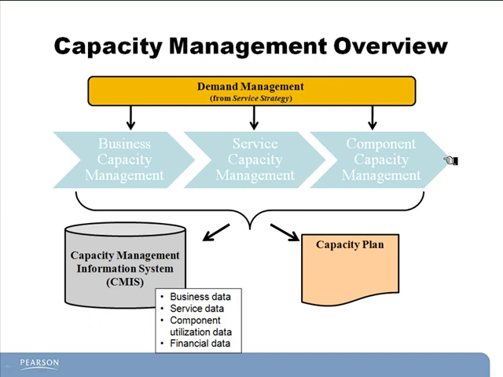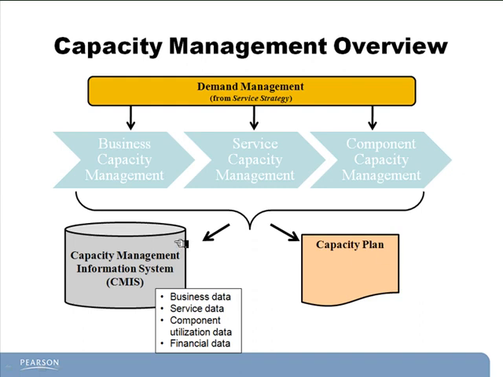So these three things are hierarchical. We use IT components, like servers and data circuits, to make our IT services go. And we use our IT services to make our business go. So you can think of these as being the biggest, medium, and smallest. For the exam, you'll need to be able to rattle off these three processes of capacity management, which again are business capacity management, service capacity management, and component capacity management.